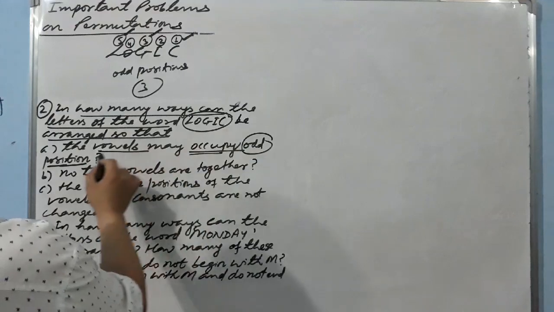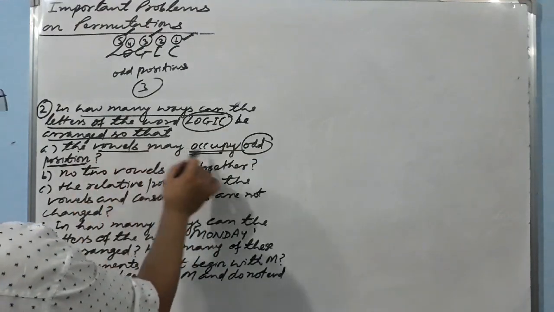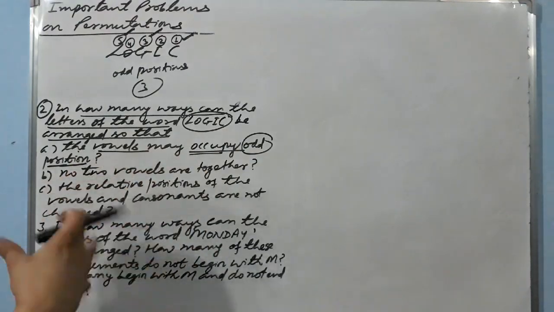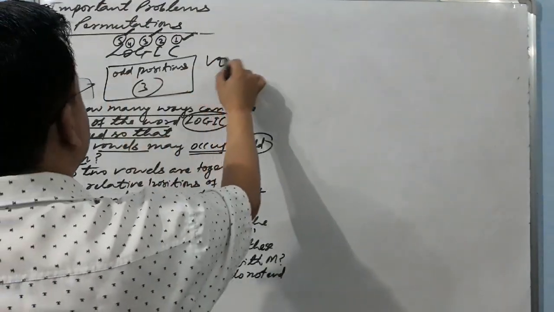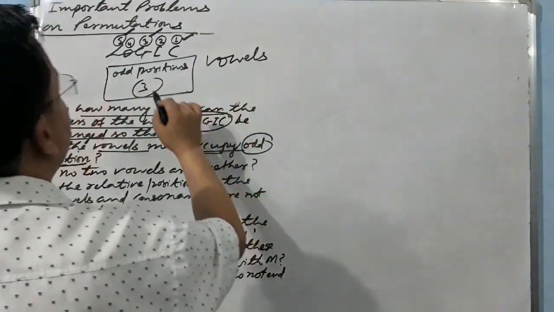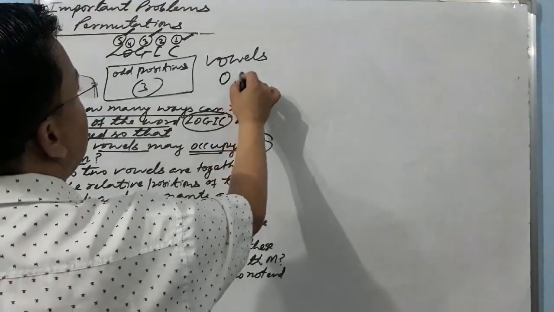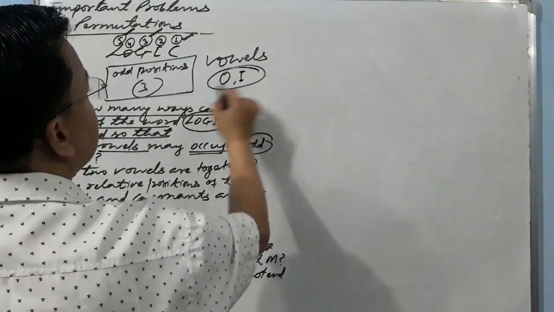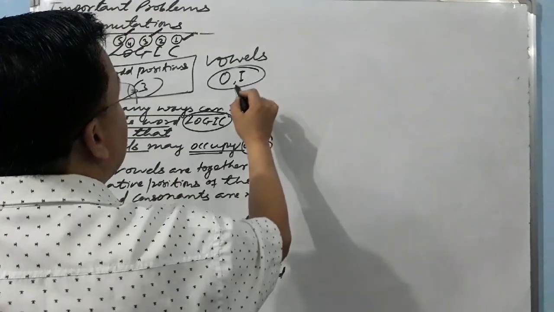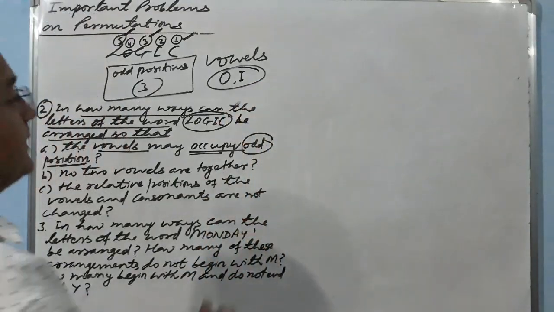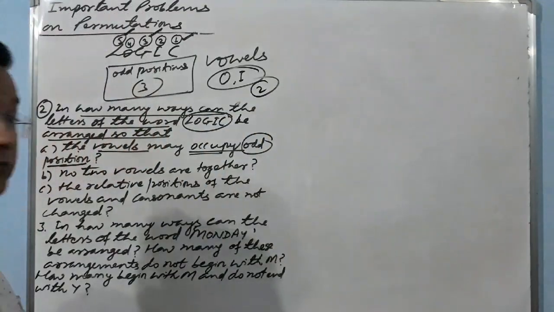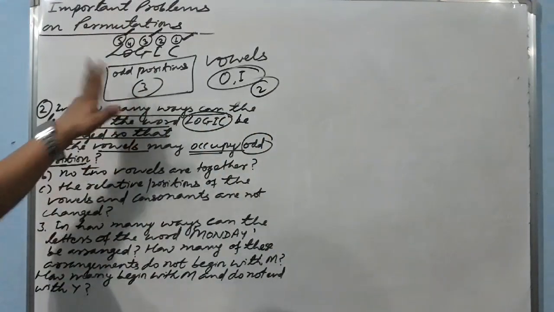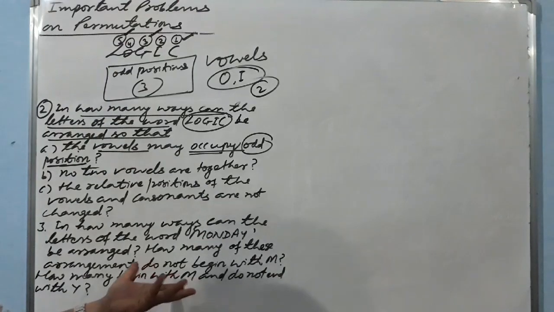The first question is, the vowels may occupy odd positions. Let's see how many vowels there are. Odd positions, 3. And vowels: O and I. There are 2 vowels. Now we have to arrange 2 vowels in 3 positions.